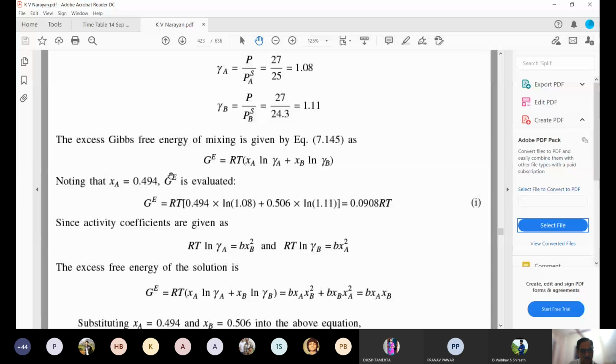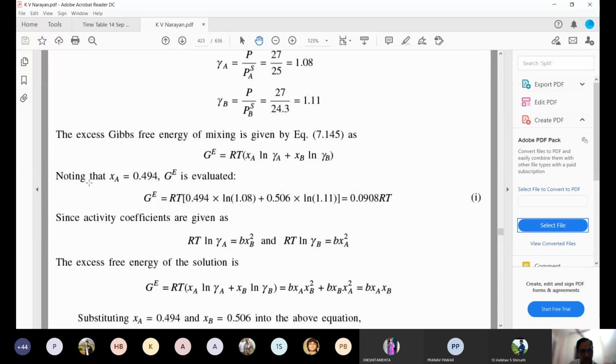So what is used is this property, the derivation which we have done for excess Gibbs free energy. G is equal to RT summation of X ln gamma. For a binary system it will become G is equal to RT times the bracket XA ln gamma A plus XB ln gamma B.